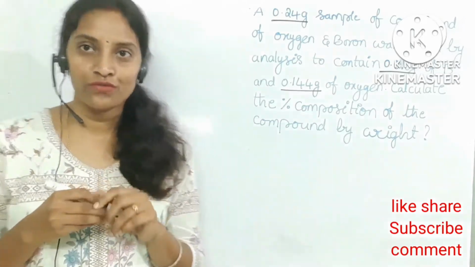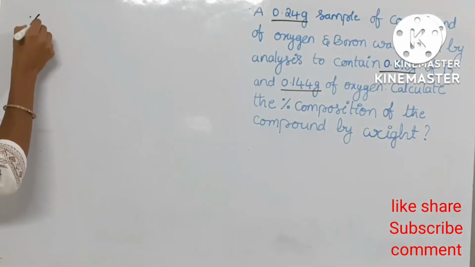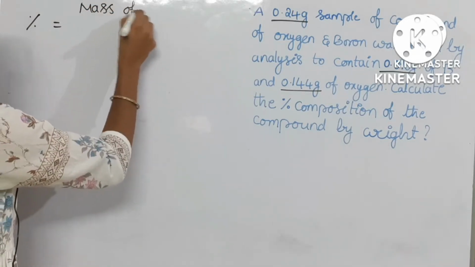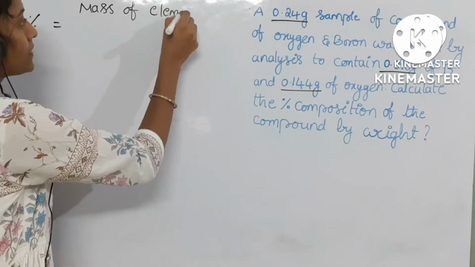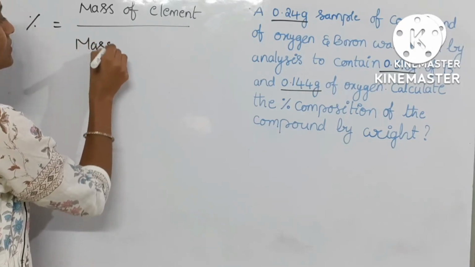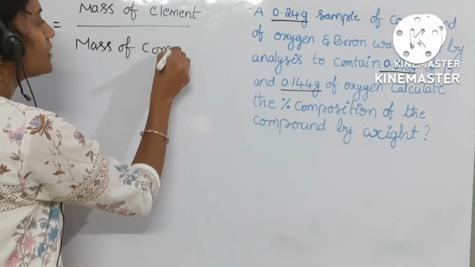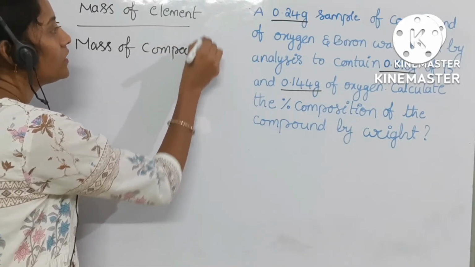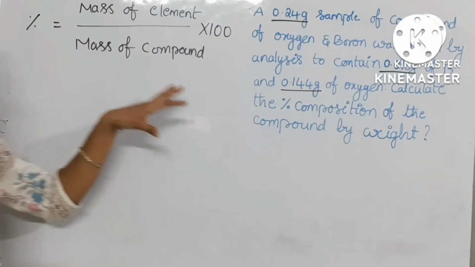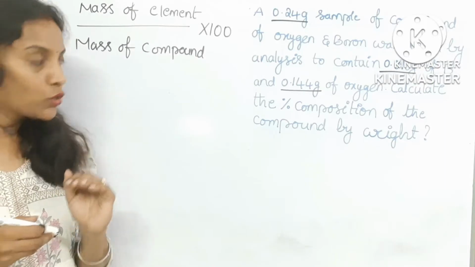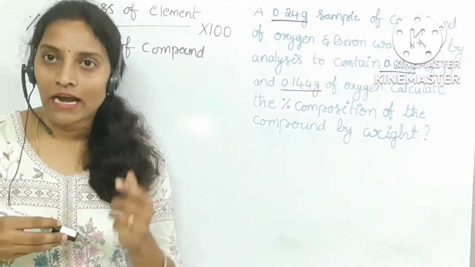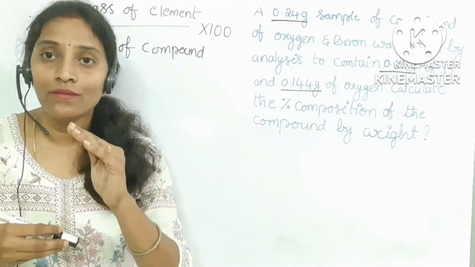The percentage composition formula is the mass of the element or atom upon the mass of the compound, or total mass of the compound, into 100. This is the formula for the percentage composition. So now you can substitute these values. First of all, I am going to calculate the percentage composition for boron.